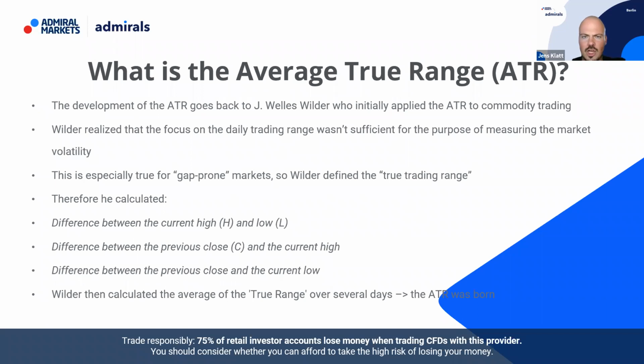So in fact, it's a concept which has already been in use for over 40 years. The ATR, the average true range, was initially developed by someone you probably have heard of in another context, J. Welles Wilder. This is also the guy who introduced the relative strength index, for example, to you. And what he did was that he was trading the markets, especially the commodity markets. And he realized that focusing on the daily trading range is probably not sufficient for the purpose of measuring the market's volatility.